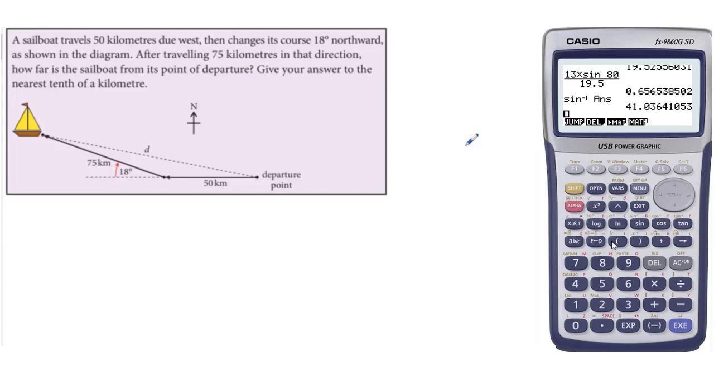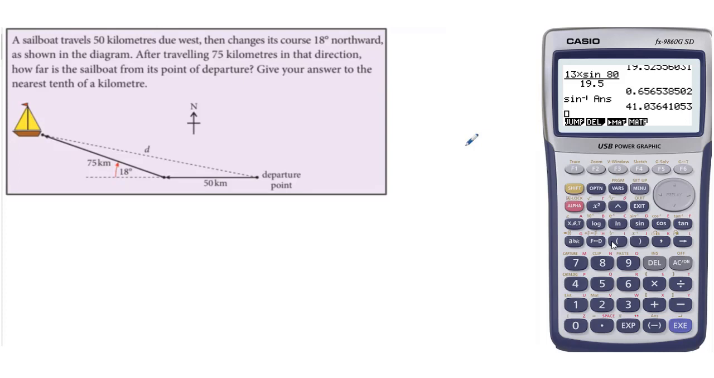Okay, here we have a worded problem. It has been nice enough to give us a diagram. A sailboat travels 50 kilometers due west, then changes course 18 degrees northward. You need to be careful here in the work. It's got a diagram, so it's less confusing.